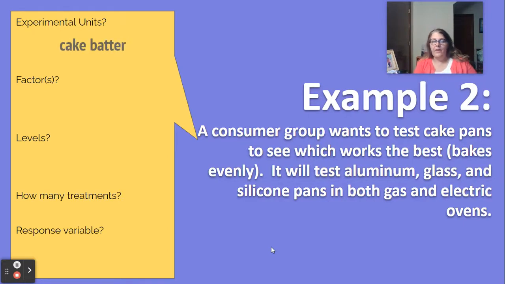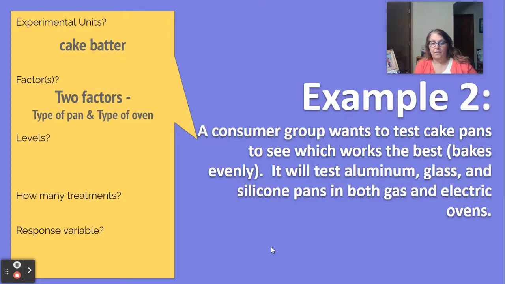And then what are my factors? Well, it says here I'm going to test them in different types of pans, and I'm also going to use different types of ovens. So I actually have several factors here, or at least 2. I have the type of pan I'm going to use, and the type of oven. Well, my levels in the type of pan: it says I'm going to use aluminum, glass, and silicone pans. So that's 3 different levels in the type of pan.